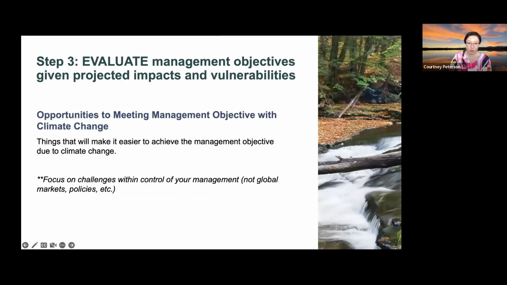The second thing we'll do in step 3 is really think about what are some of those different climate opportunities. So it's really easy to come up with a list of things that might make it harder to achieve our goals and objectives, but we really want to challenge you to think about what are some of those potential opportunities and silver linings and things that are actually going to make it easier to achieve our goals and objectives under climate change as well. And so again, in this step, really think about what are the ways in which climate change impacts and vulnerabilities will make it easier to achieve each management objective, or maybe there's new management opportunities that we can start to consider.